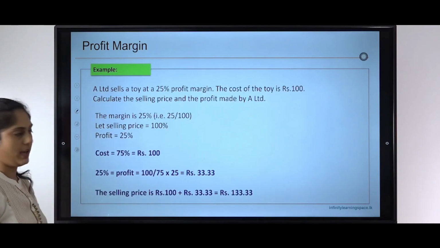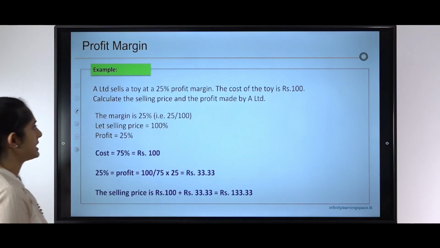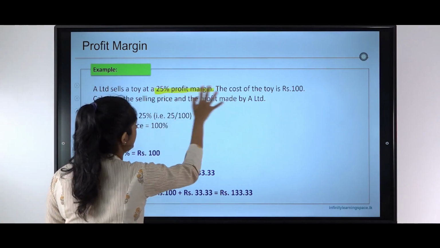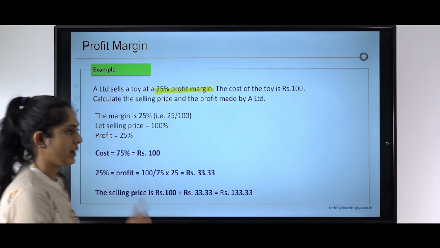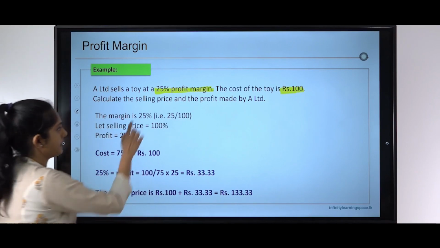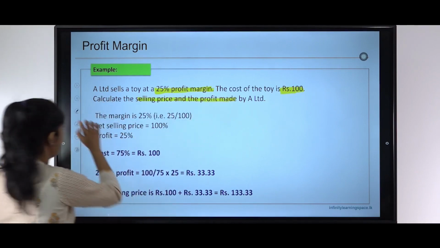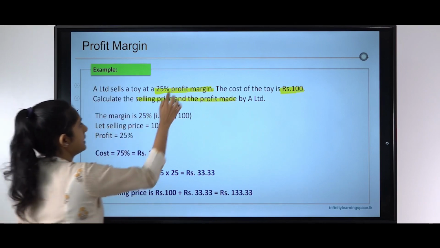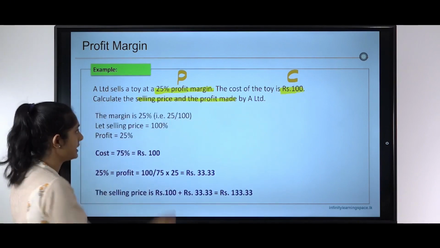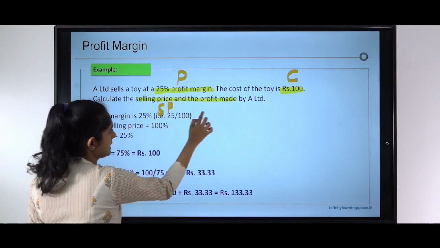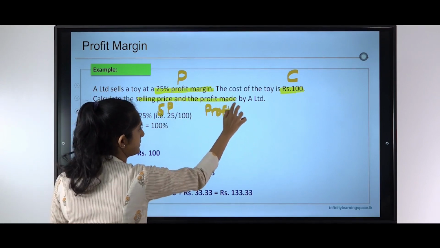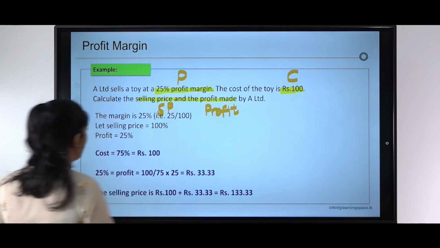So here, profit margin. A Limited sells a toy at a 25% profit, 25% profit margin. Cost of the toy is 100. So cost is 100. Calculate the selling price and the profit. So here you know profit margin is 25, cost is 100, calculate selling price and they want the profit in rupees. These are the two things. So how do you do this?